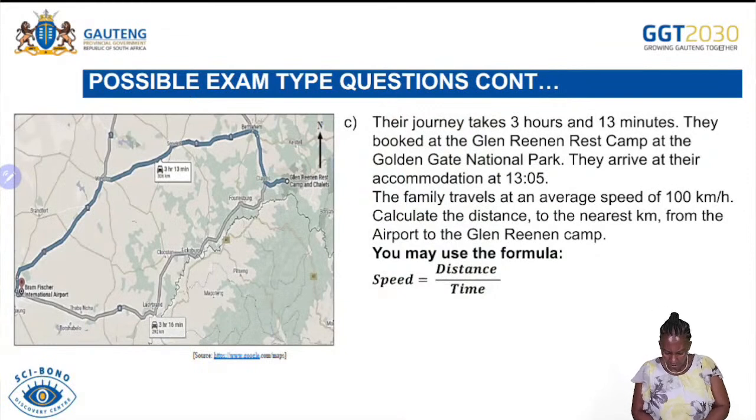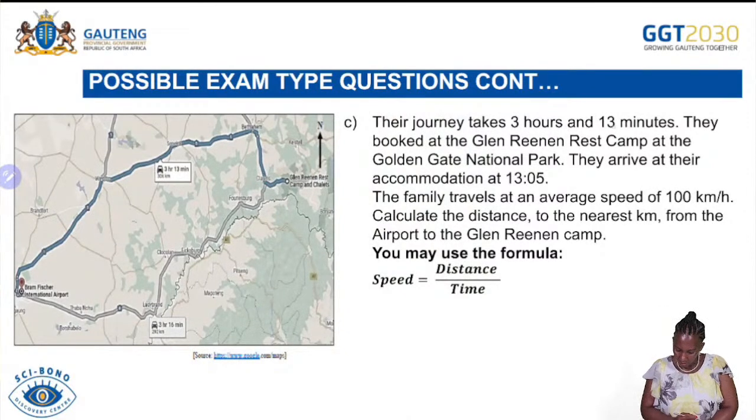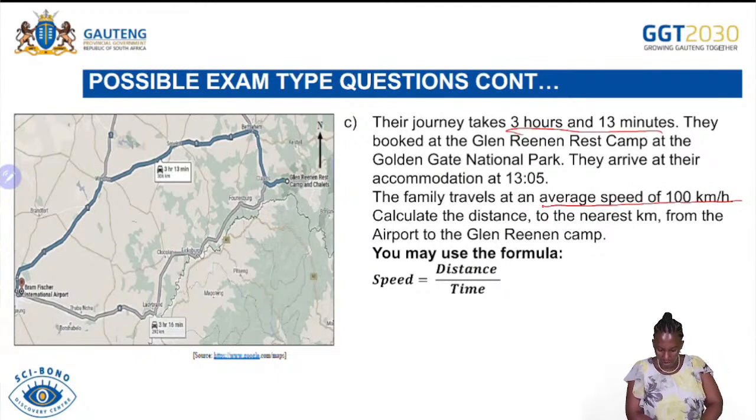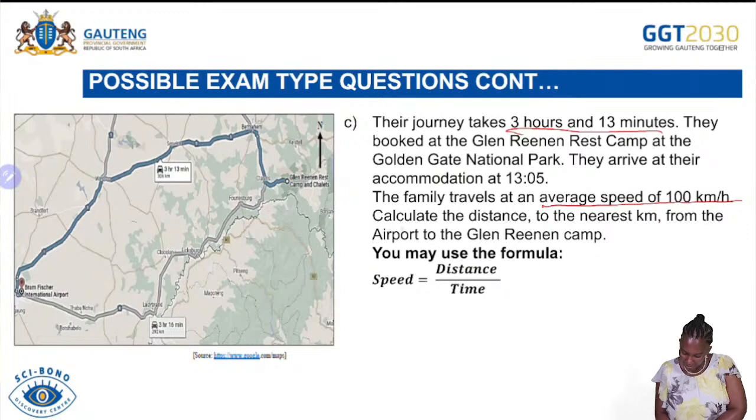Now the next question says their journey takes 3 hours. Okay, it's the same information. Their journey takes them 3 hours and 13 minutes. They booked at the Glen Renan Rest Camp at the Golden Gate Park. They arrived there by 13:05. The family travels at an average speed of 100 kilometers per hour. Now the question says calculate the distance to the nearest kilometer. What are we to calculate? The distance, to the nearest kilometer, from the airport to the Glen Renan camp.